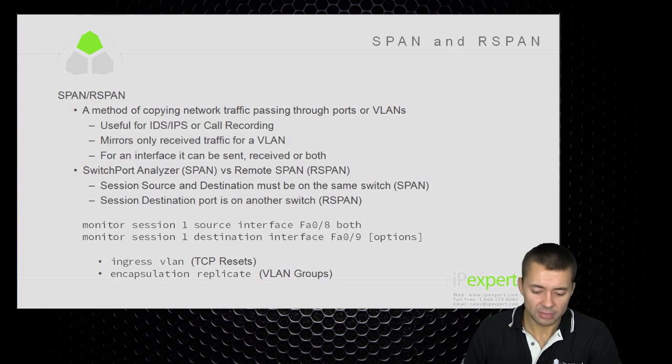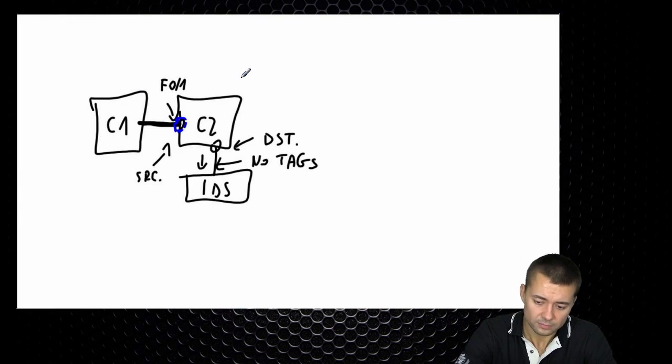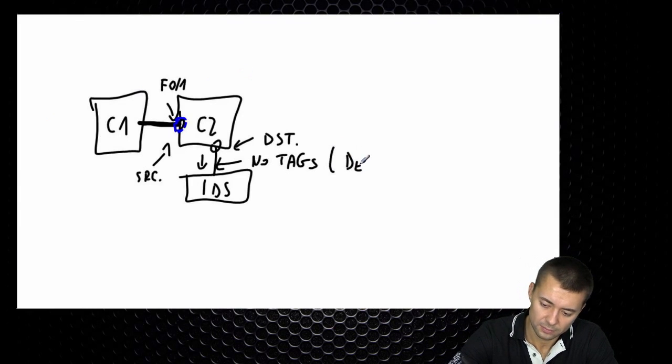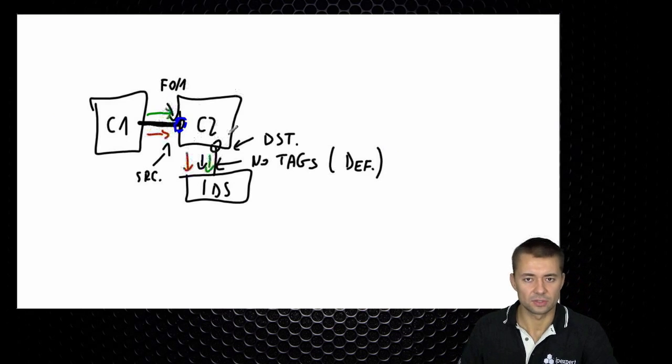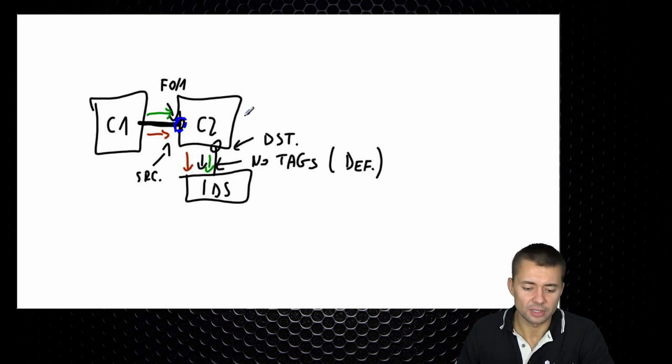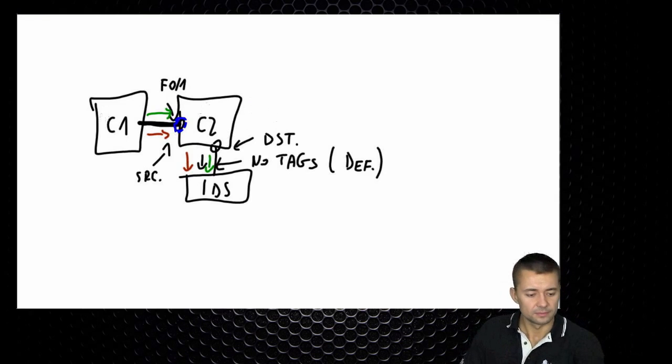So the encapsulation replicate command can be used to change this behavior, and tell the switch that you want to include the tag value. Then if you configure the command and you see the packets in VLAN 10 and VLAN 20, you will be sending the traffic along with the tags. And this information can then be used on our IDS to differentiate between the packets from different VLANs.